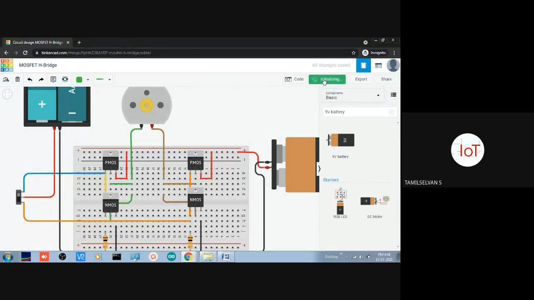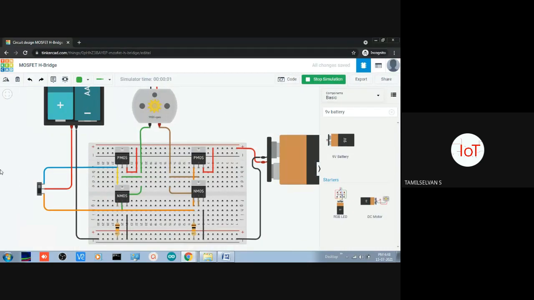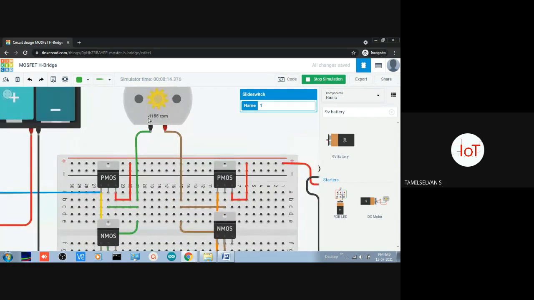I'm just clicking onto the start simulation. Initially the switch was in the upper portion. So the motor was rotated in the forward direction with an RPM of 1155 revolutions per minute. It is in the forward direction. Now if I change the switch position, it will be in the reverse direction. You can see the rotation speed is minus 1155 RPM. But in the physical picture it may be in the clockwise direction.